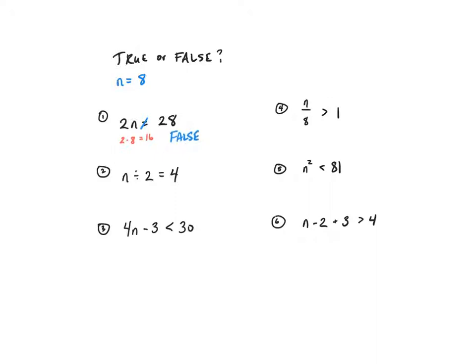Number 2 is n divided by 2 equals 4. I'm going to substitute 8 for n to check whether this is true or false. 8 divided by 2 does equal 4, so this is a true equation.